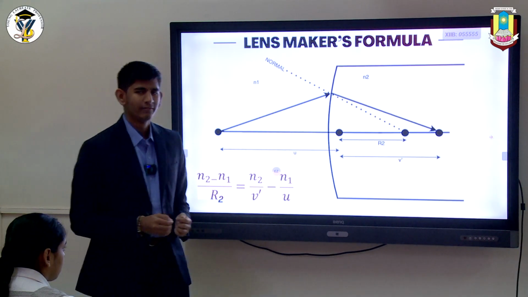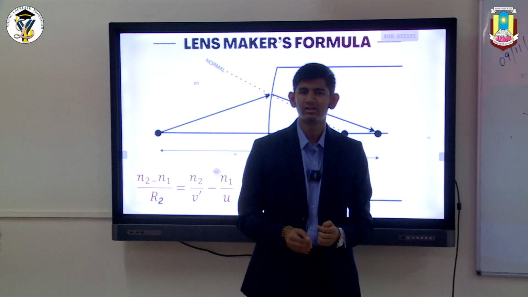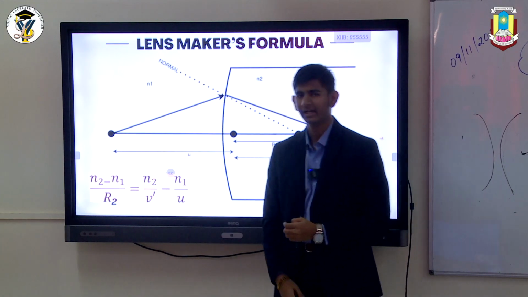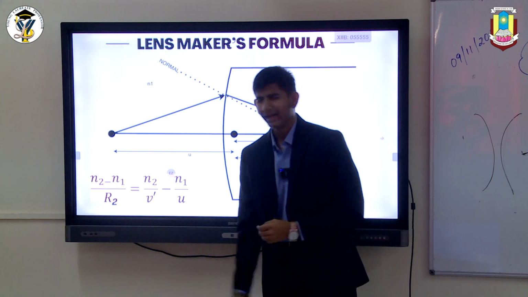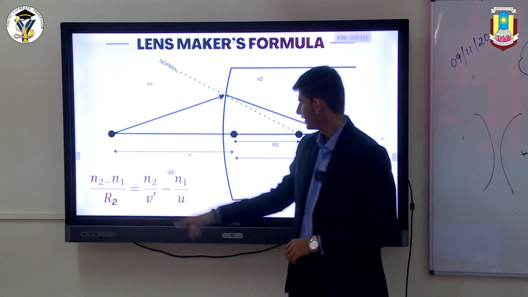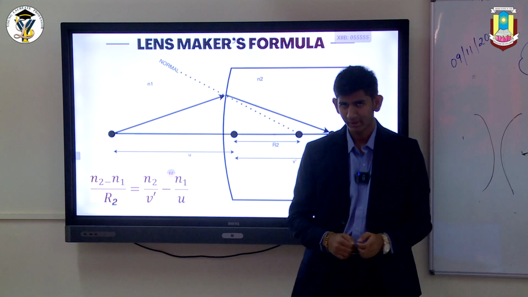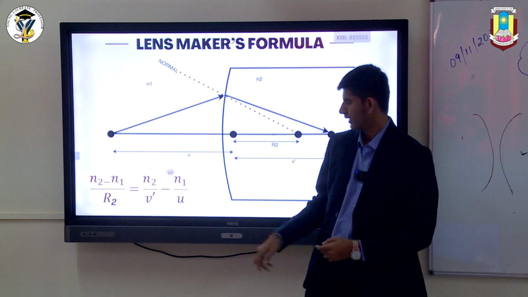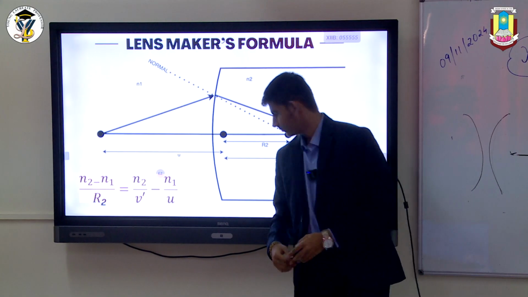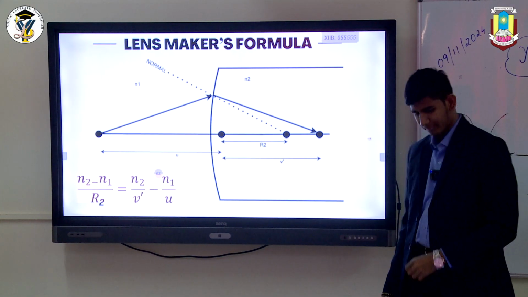We know the formula for refraction through a spherical surface when the ray of light is going from a rarer medium to a denser medium: (n2 - n1)/r2 = n2/v' - n1/u, where v' is the image distance and u is the object distance.